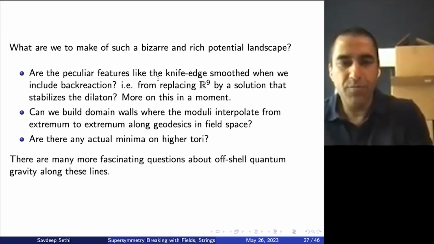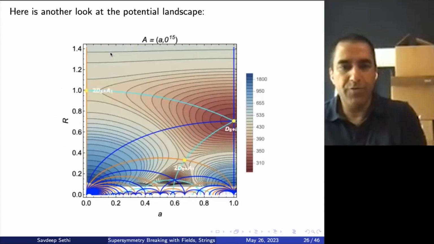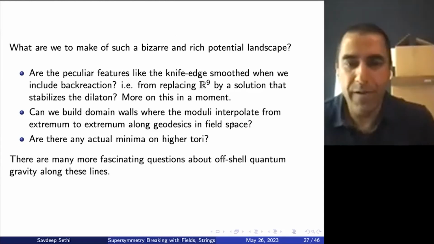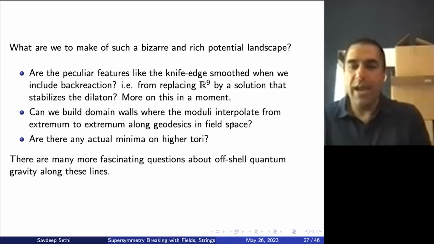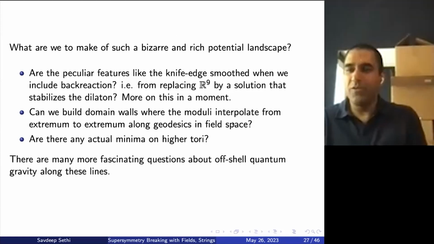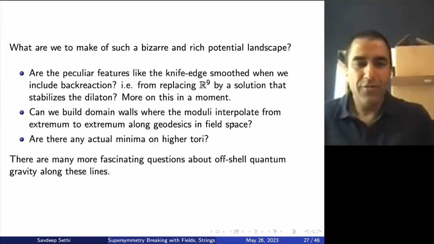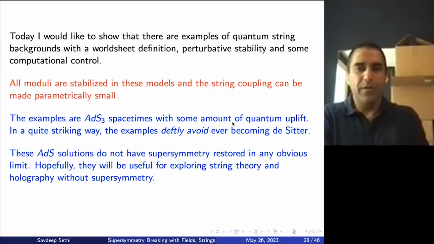Just in this context, one might ask, can you build domain walls that interpolate along geodesics in field space from one extremum to another, say from here to here? What would such a domain wall look like? And a very natural question is, if you go beyond S1 to higher dimensional tori, are there actually minima of any sort, or is every extremum going to be a saddle? There are many more fascinating questions about off-shell quantum gravity along these lines, but I won't follow them right now.